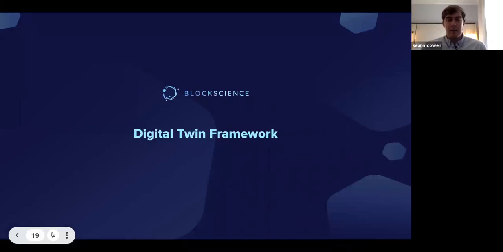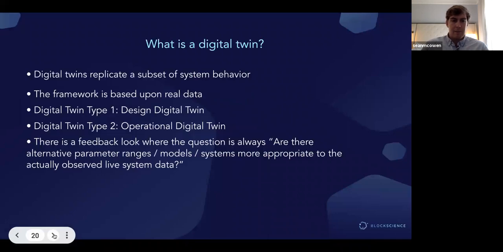Thanks. So I'm going to first introduce, just in a general sense, digital twins and any sort of background knowledge you might want to understand about it. And then we can go into Filecoin-specific pieces of this. But yeah, let's go to the next slide.